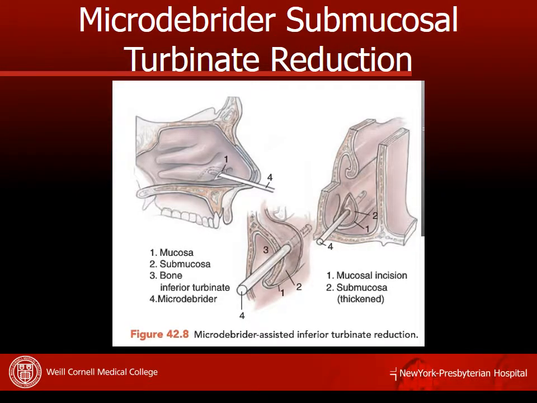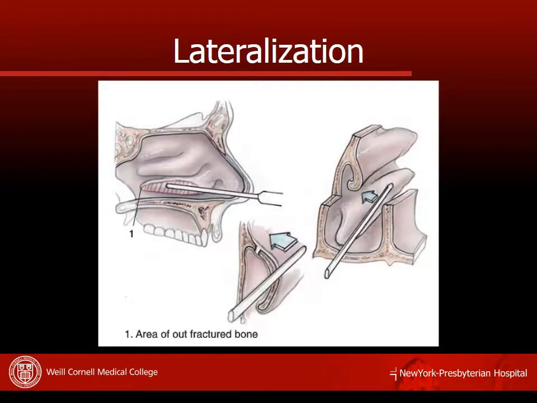So this is a diagram showing a submucosal turbinate reduction performed by microdebrider. The microdebrider is introduced into the turbinate, and the blade is rotated in 360 degrees to be able to microdebride the submucosa as well as the bone. This is usually accompanied by a lateralization of the turbinate, and this can be performed with a Freer elevator or Goldman bar, and the turbinate can be infractured and then outfractured.